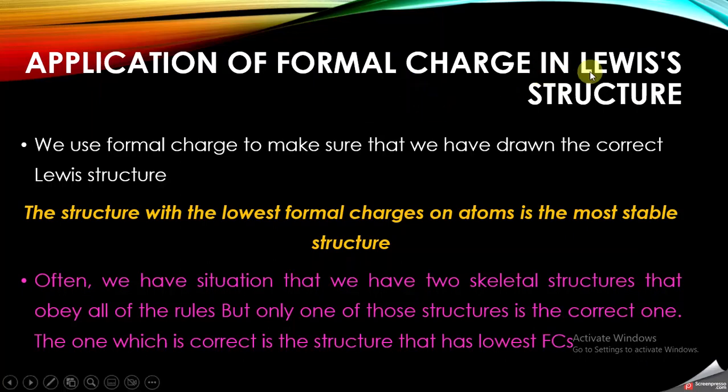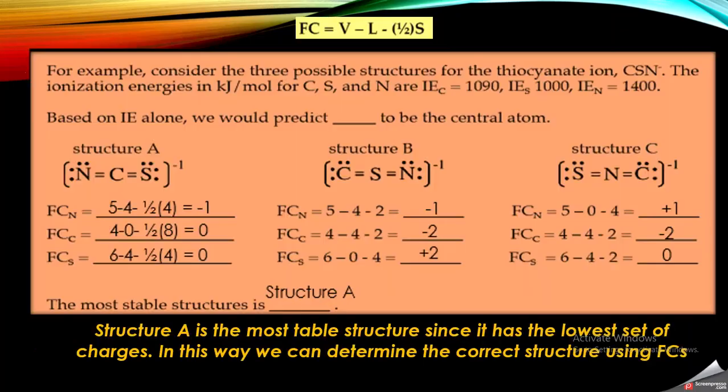So what is the application of formal charge in Lewis structures? We use formal charge to make sure that we have drawn the correct Lewis structure, and the structure with the lowest formal charges on atoms is the most stable structure. Sometimes you have more than 2 Lewis structures drawn and you are confused about which of these structures is correct. So what you will do is calculate the formal charges on the structures, and you will have to see which of these structures has the lowest values of the set of charges. That structure will be the correct one.